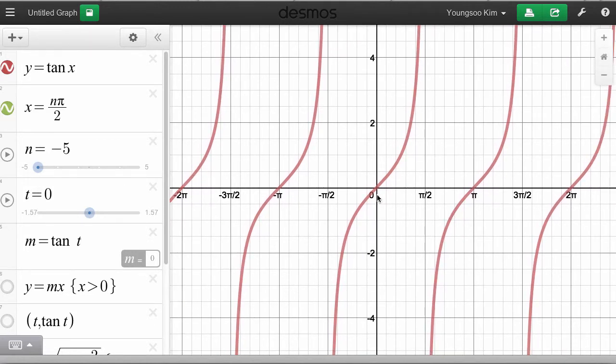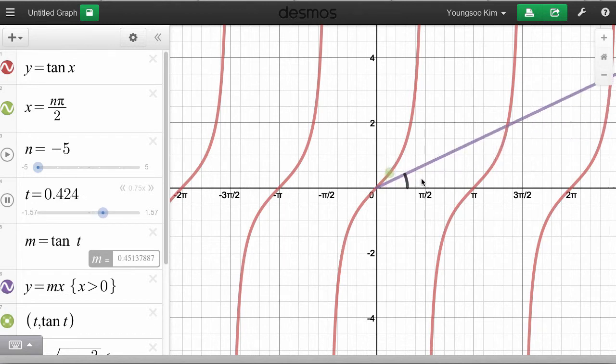Okay, now we're going to take a look at the piece in the middle more closely. So remember that tangent represents the slope of the terminal side of an angle. So here is the line when the angle is 0. This is a flat line, so the slope must be 0. So we have the point at 0, 0.